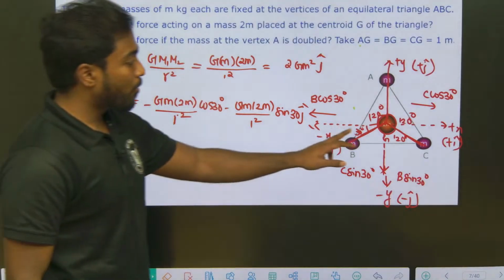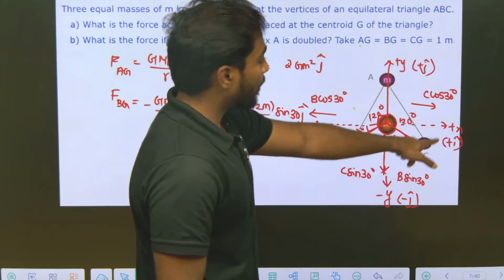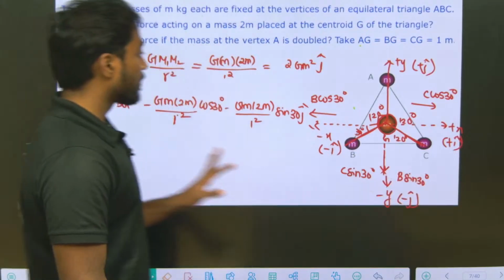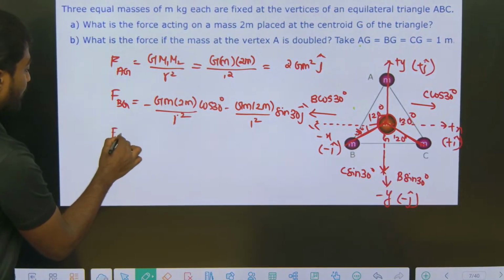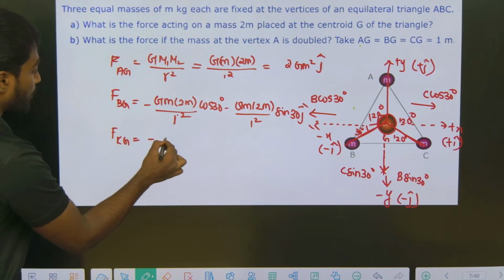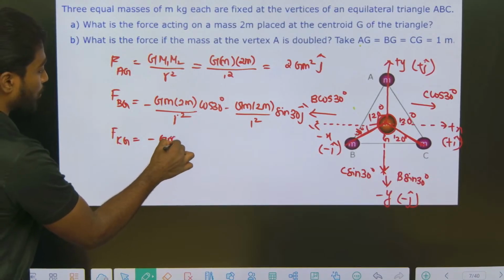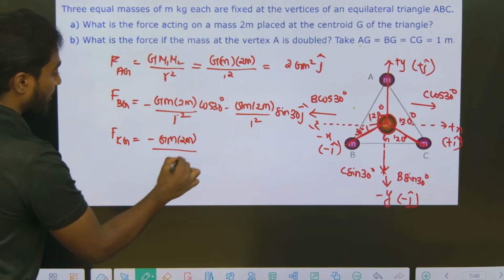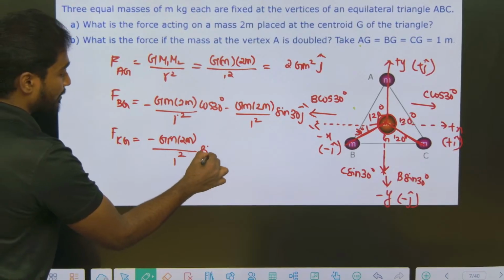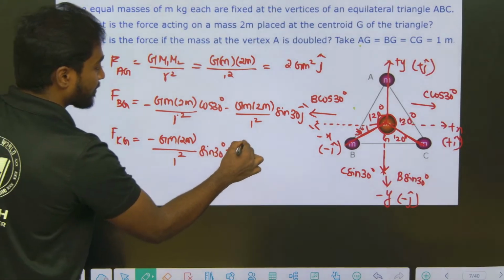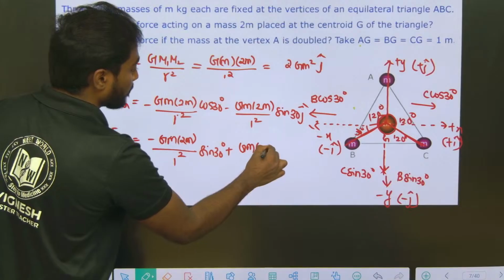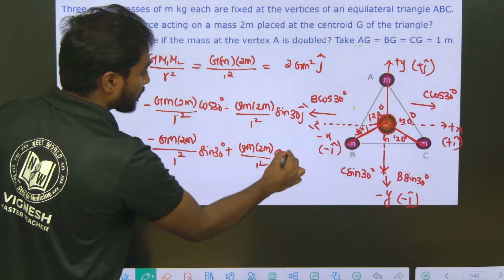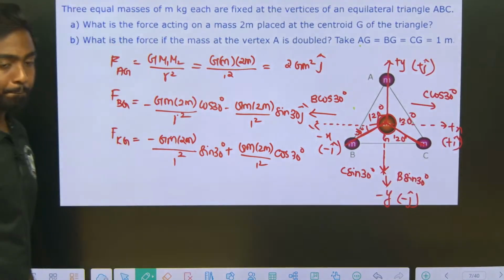Now when I talk about the C, one will be positive and one will be negative. So F CG will be equal to minus G m into 2m by 1 square sin 30 degree plus G m into 2m by 1 square cos 30 degree, right.